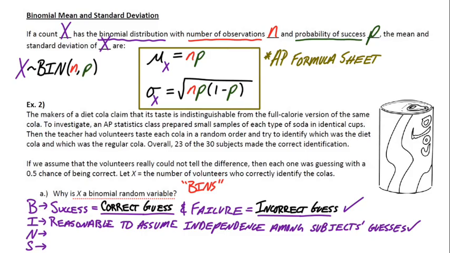And then N stands for a fixed number of trials, and in this case, we have 30 people each accounting for a trial, so the number of trials would be 30. And we're assuming that the chance of them getting the correct guess is 0.5, right? We're given that in the problem. So the same probability of success applies for each person here, which is 0.5. Okay, so the BINS condition is good. So we've shown that x is a binomial random variable.